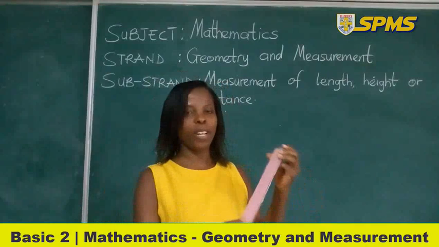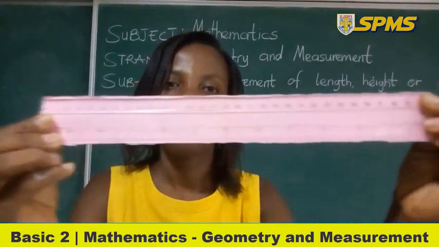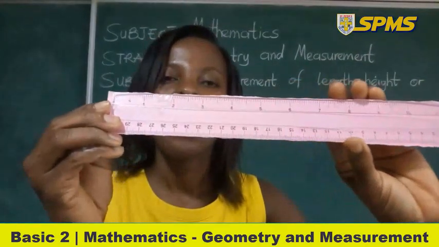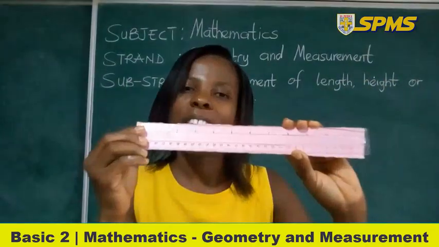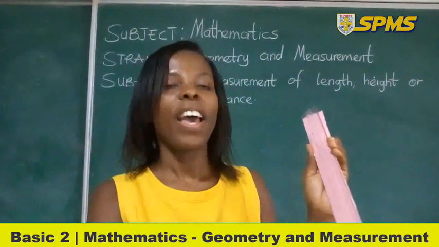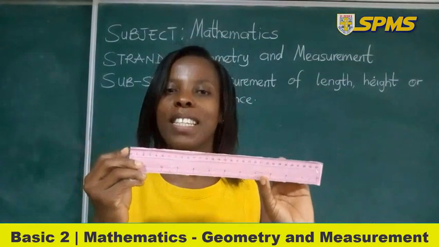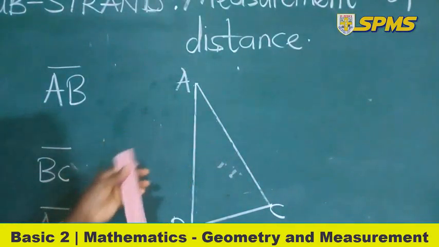Let's take a good look at this ruler. Can you see the numbers? Yes. The ruler has two edges. One edge is used for measuring inches. The other edge is used for measuring centimeters. I have a figure on the board. What figure is this? Good. It's a triangle. I'm going to use my ruler to measure the sides of the triangle.